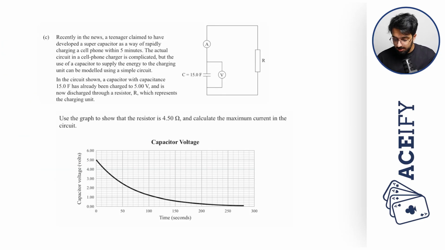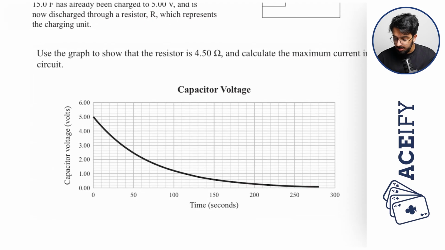I'm not going to read that. But essentially it just wants us to calculate the value of this resistor and therefore calculate the current throughout the circuit. And so the way we do that is by using this graph right here.